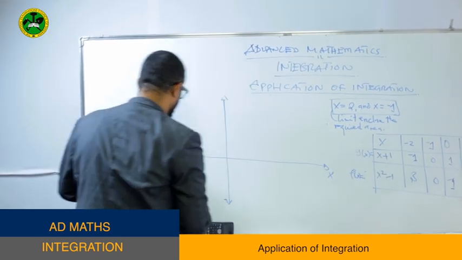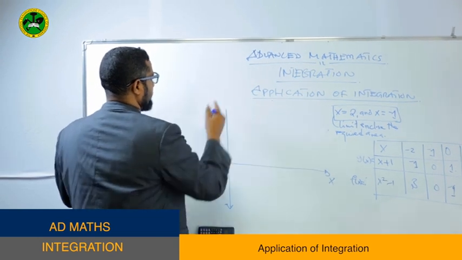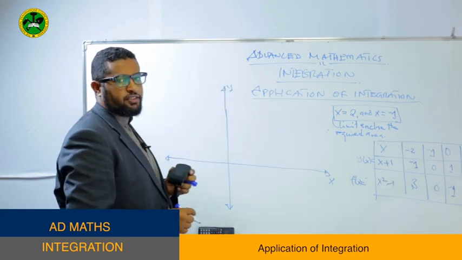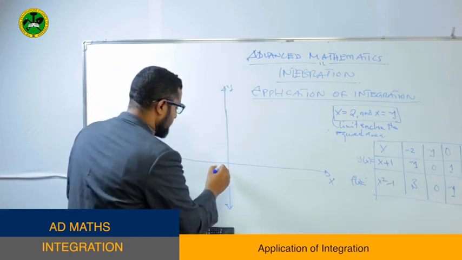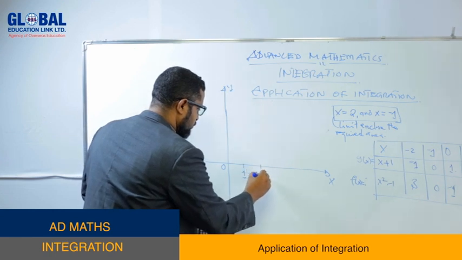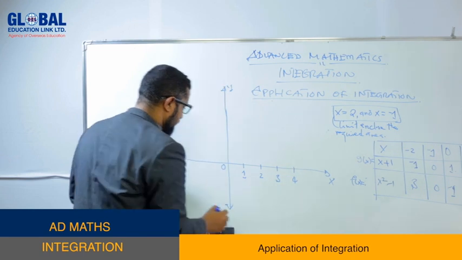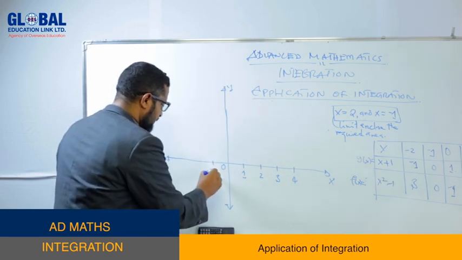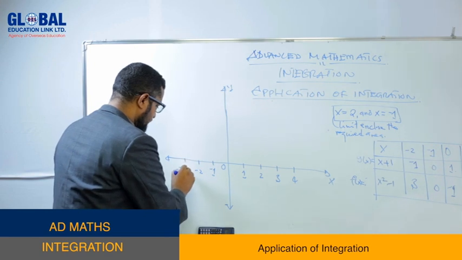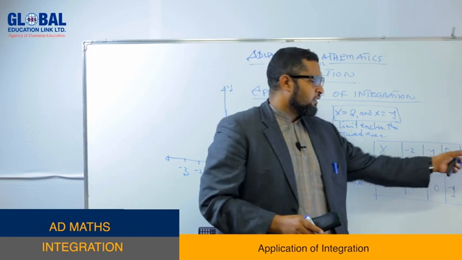This is x, and that is y. This is the y-axis. We have 0, 1, 2, 3, let's say 4, negative 1, negative 2, negative 3. That is in the case of the x-axis, this value.